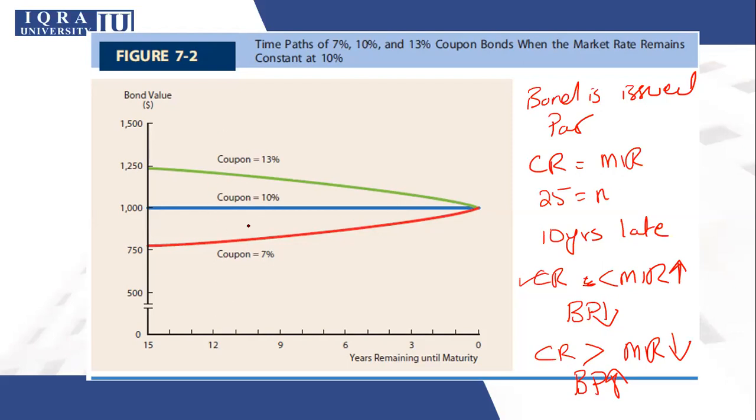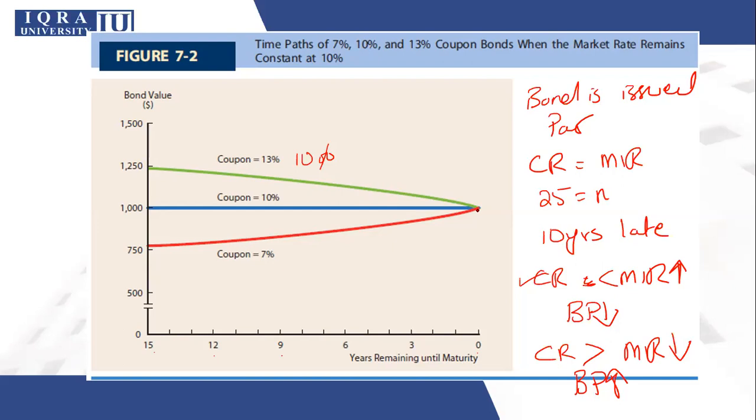So there is a bond that has a coupon of 13%, and the yield to maturity, the market interest rate, is 10%. It is assumed that it will remain constant during the whole duration. Over here you can see on the horizontal axis that right now n is 15, and then n decreases to 12, then 9, and then 0. At 0 the bond will mature. The bond value right now is 1250 and it will keep on declining.